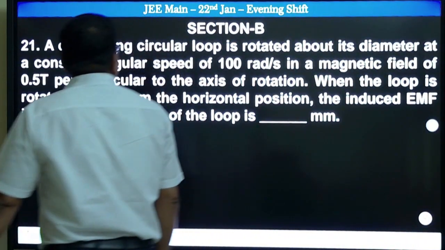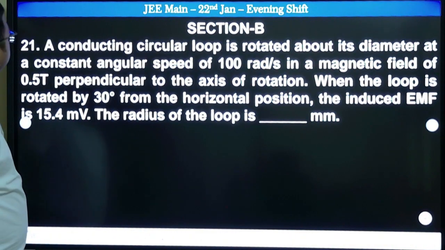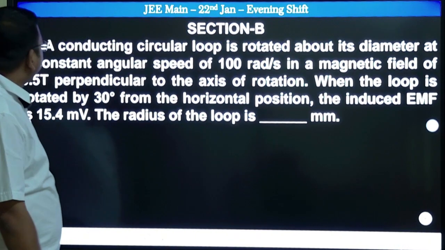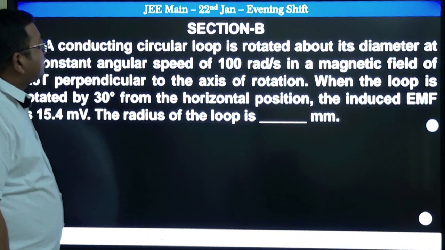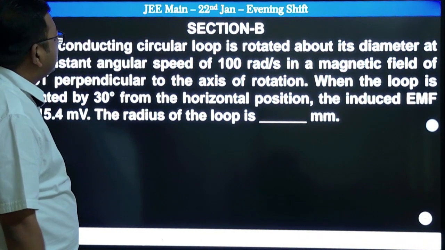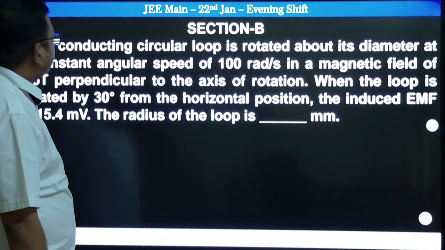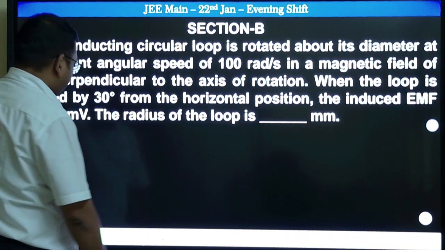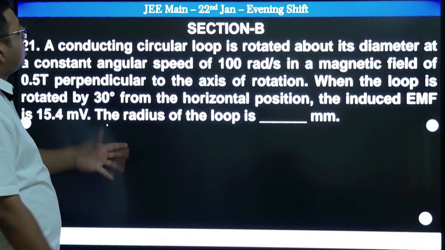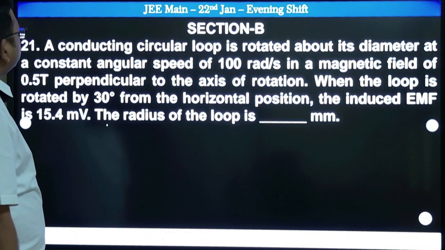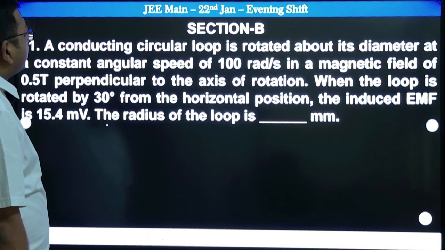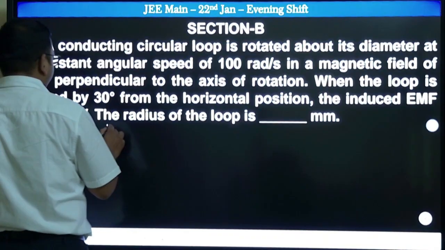Then a conducting circular loop is rotated about its diameter at a constant angular speed of 100 radian per second in a magnetic field of this, perpendicular to the axis of rotation. When the loop is rotated by 30 degrees from horizontal position, the induced EMF, this, radius of the loop is. So this is rotation of a loop, alternating current, right? Rotated about diameter, constant angular velocity, magnetic field. So what is the formula for EMF?